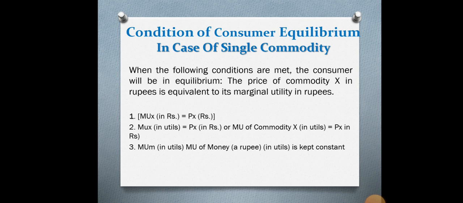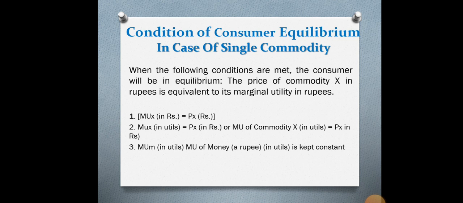Now, what are the conditions? There are a few conditions, and only if they are met is the consumer said to be in equilibrium. For example, if the price of commodity X is expressed in rupees, it has to be equivalent to its marginal utility. Marginal utility is the additional utility that the consumer derives from one additional unit of purchase or consumption. So the very first condition says that the marginal utility has to be equal to the price: MUX has to be equal to PX, where P is the price and MU is the marginal utility.